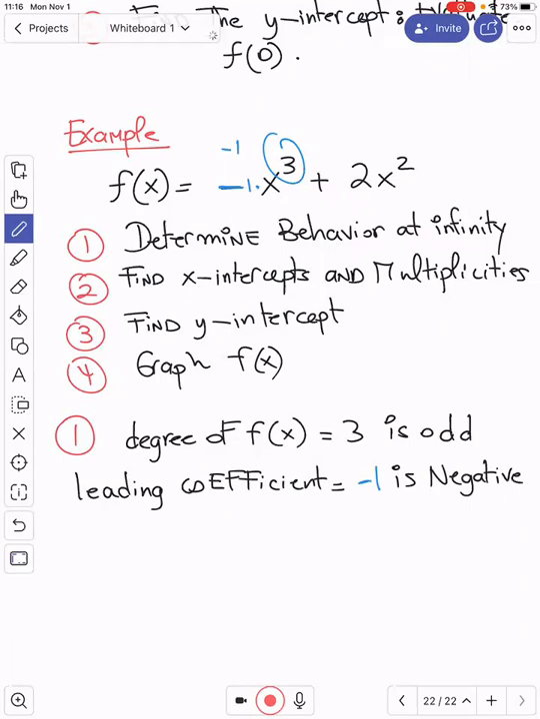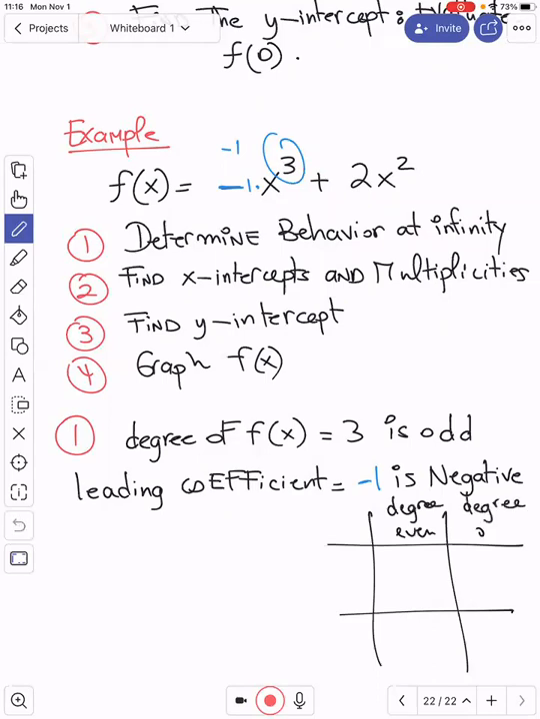Now, just to remind you very quickly of the table right here. Here the degree is even, here the degree is odd. Here the leading coefficient is positive, and here the leading coefficient is negative. So we have these 4 graphs right here. This is the first case. The second case, we have something like this. The third case, something like this. And the last case, we have something like this, right?